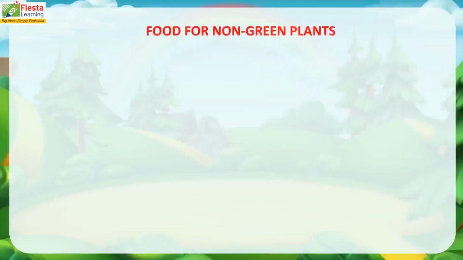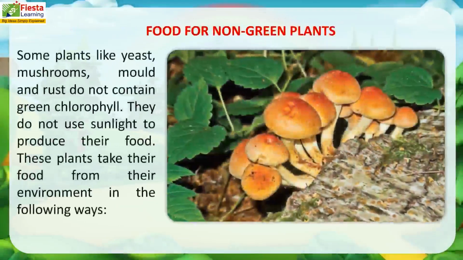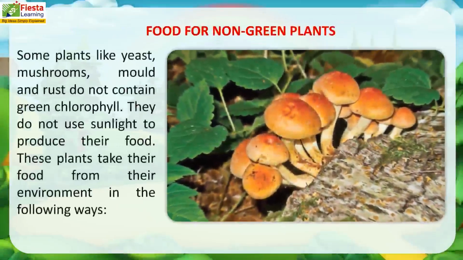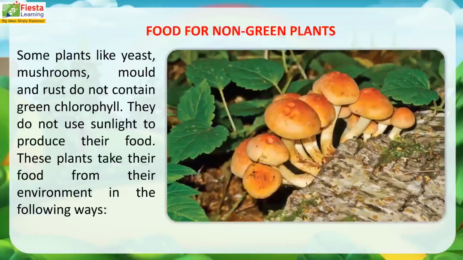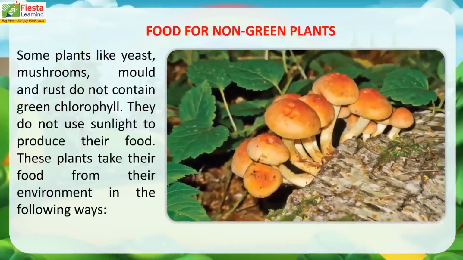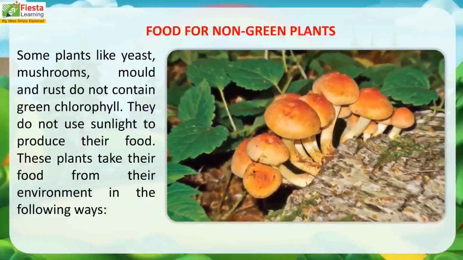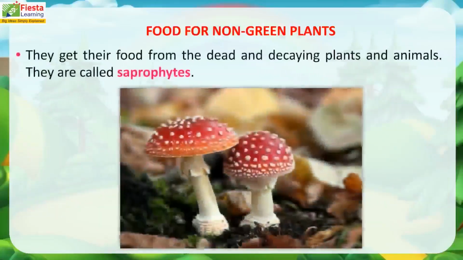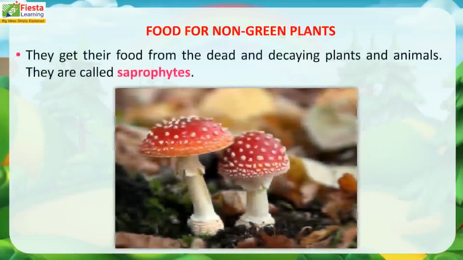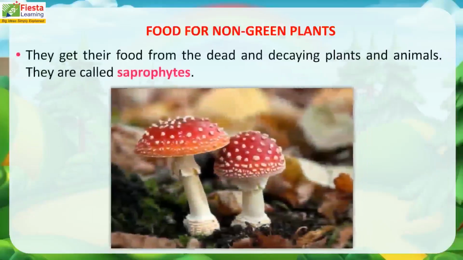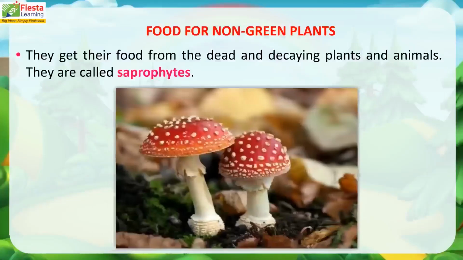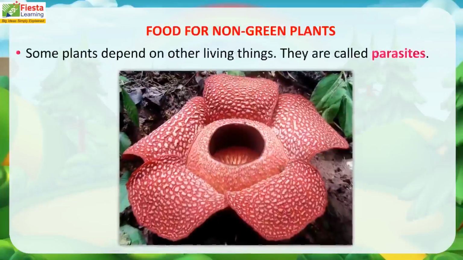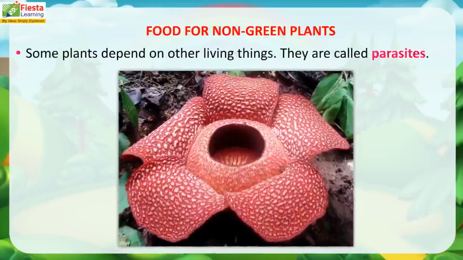Food for non-green plants. Some plants like yeast, mushrooms, mold, and rust do not contain green chlorophyll. They do not use sunlight to produce their food. These plants take their food from their environment in the following ways. They get their food from the dead and decaying plants and animals. They are called saprophytes. Some plants depend on other living things. They are called parasites.